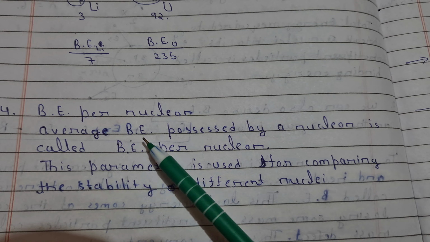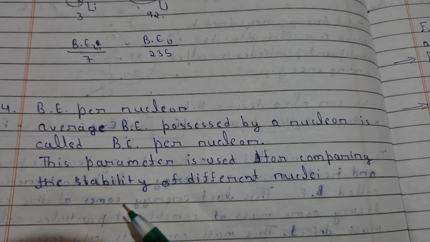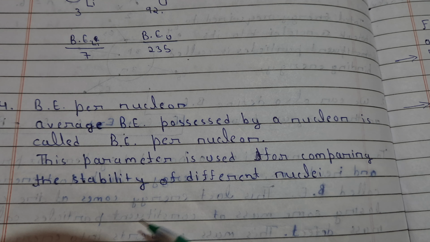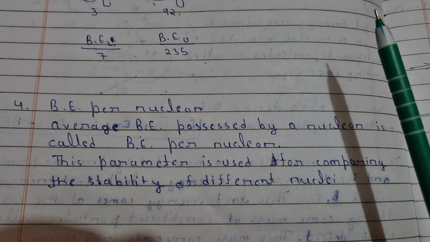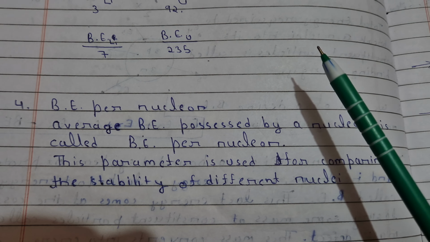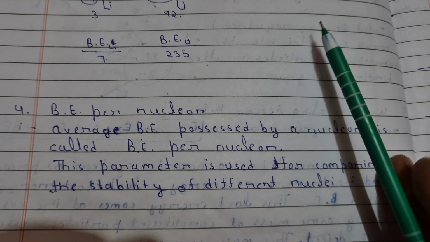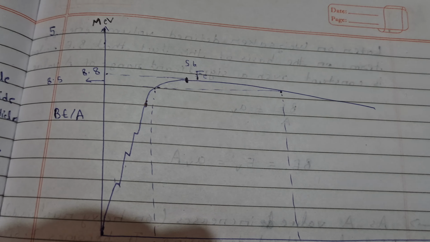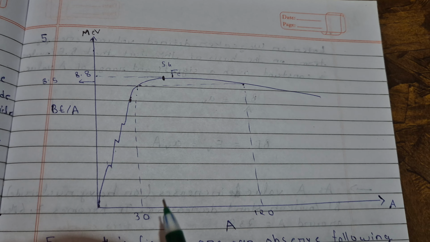This is nothing but the average binding energy possessed by a single nucleon, and it is called the binding energy per nucleon. This parameter is used for comparing the stability of different nuclei. Now we have this parameter, so we will draw a graph for different atoms and their binding energy per nucleon, and that graph will tell us which is more stable and which is less stable. So this graph comes from this observation. We calculated the binding energy per nucleon for all the elements.